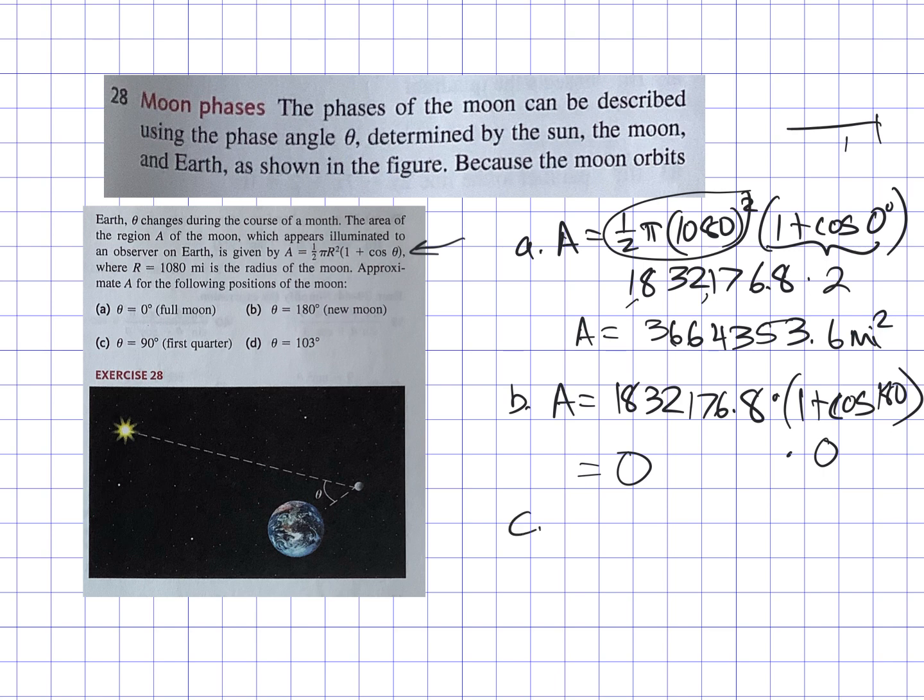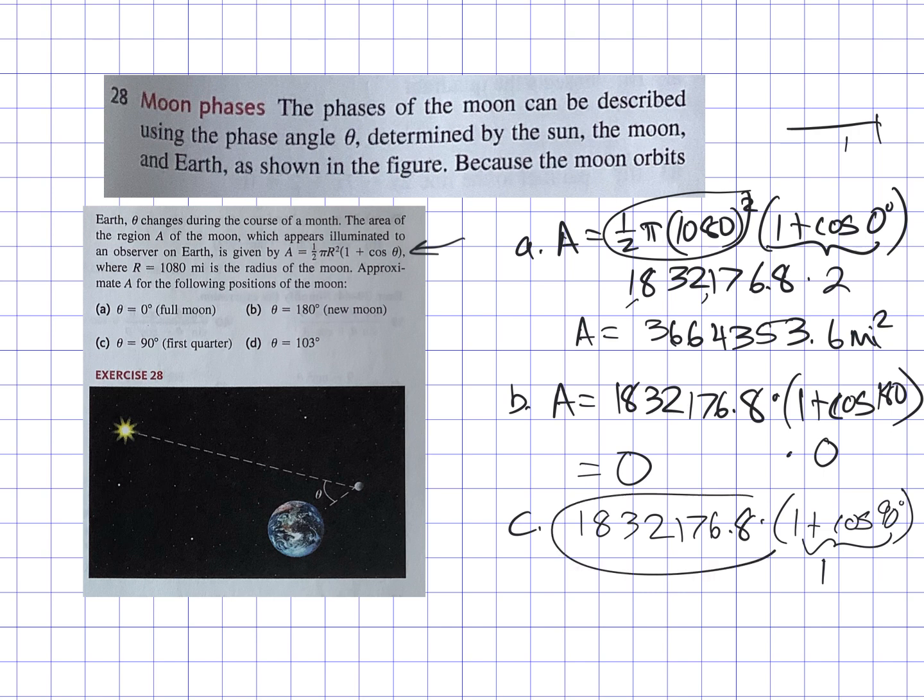Okay, C, 90 degrees. All right, so again, the long number times 1 plus the cosine of 90 degrees. Cosine of 90 degrees is going to be 0. So this answer is 1. So this is our approximation.